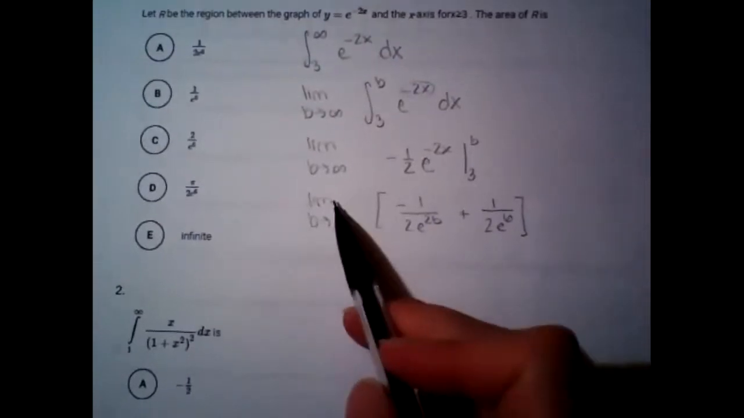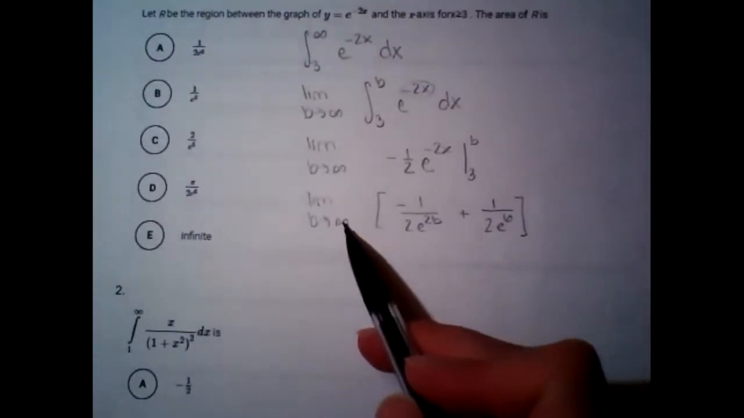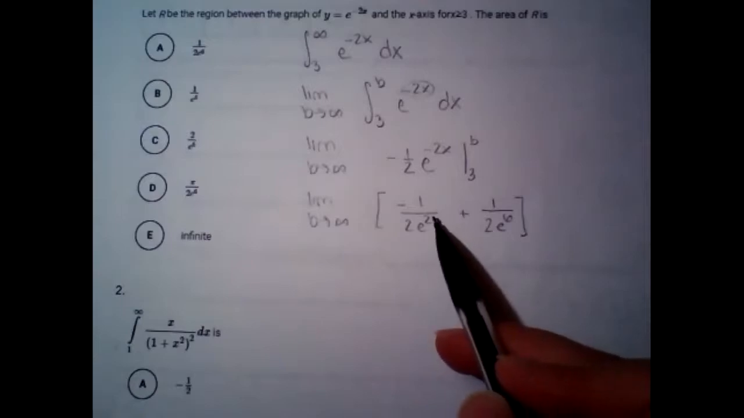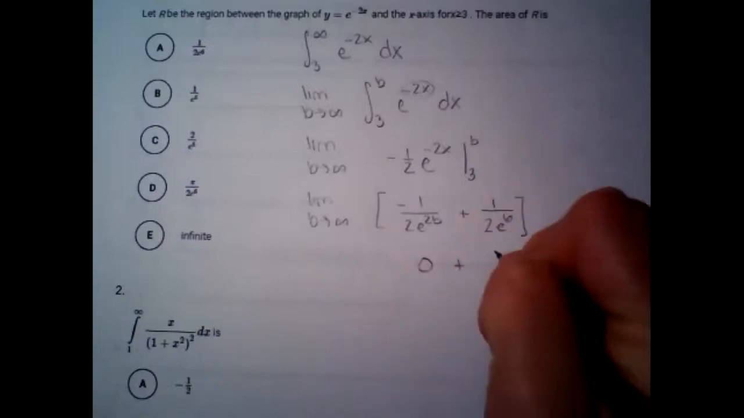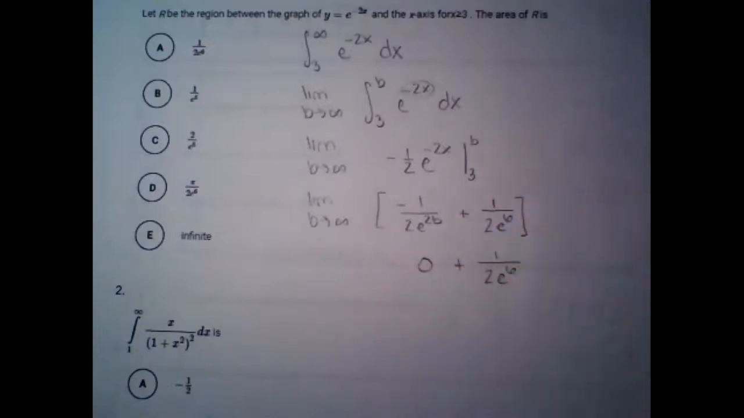And so the final step is we're going to do this limit. You can't plug in infinity, but imagine plugging in the biggest number your imagination allows for this b value. You're going to have 1 gazillionth, which is essentially nothing. So this part goes to 0 plus 1/2 e to the 6th. And so our answer is A.